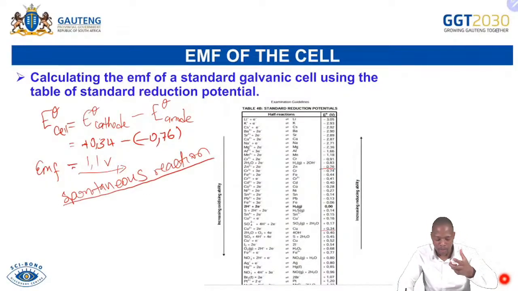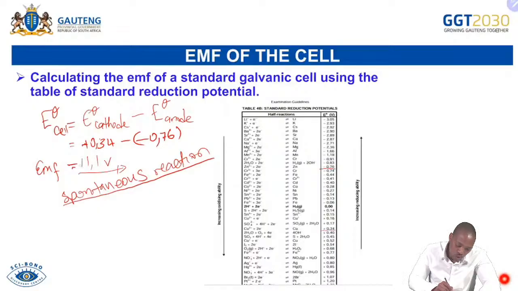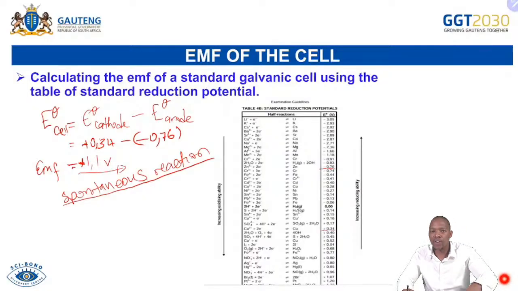Always remember that when you calculate the standard reduction potential, the EMF of a galvanic cell, the answer you get must always be a positive one. Once you get a negative one, it will mean that you are dealing with a non-spontaneous cell, and a galvanic cell can never be a non-spontaneous cell, because a galvanic cell does not have external energy. Nothing is used to drive a galvanic cell. It actually drives itself through the conversion of chemical energy to electrical energy.